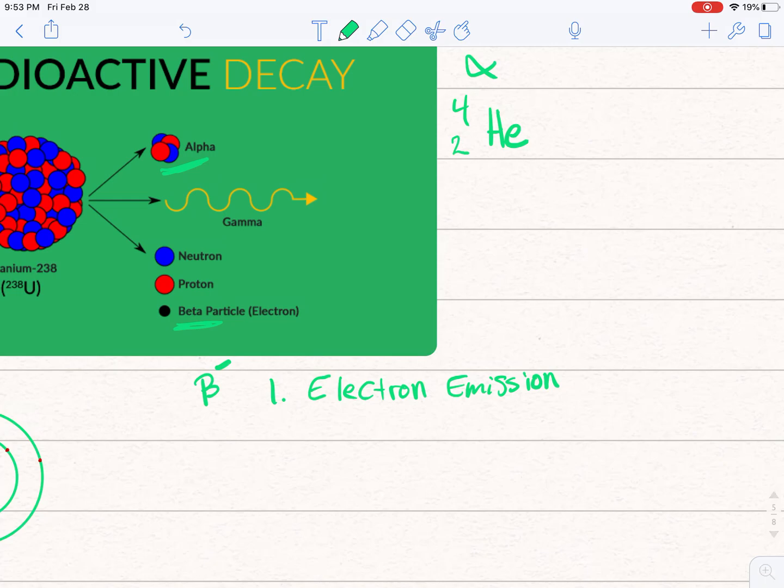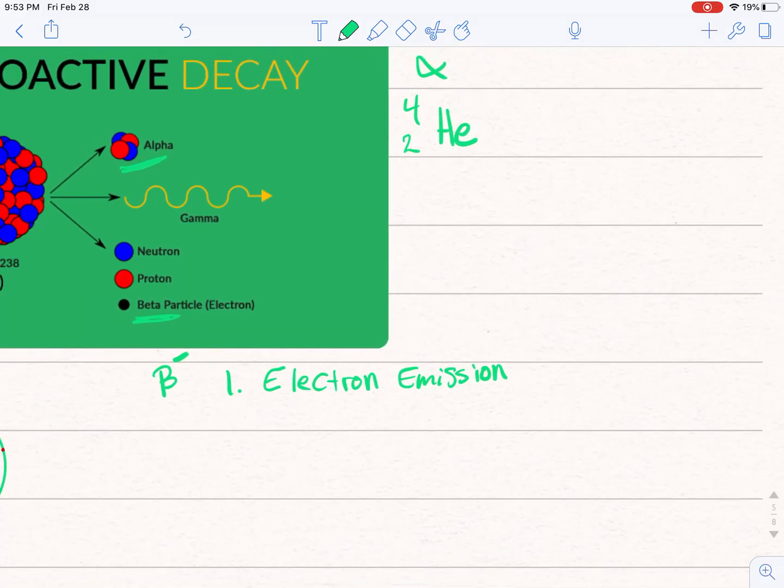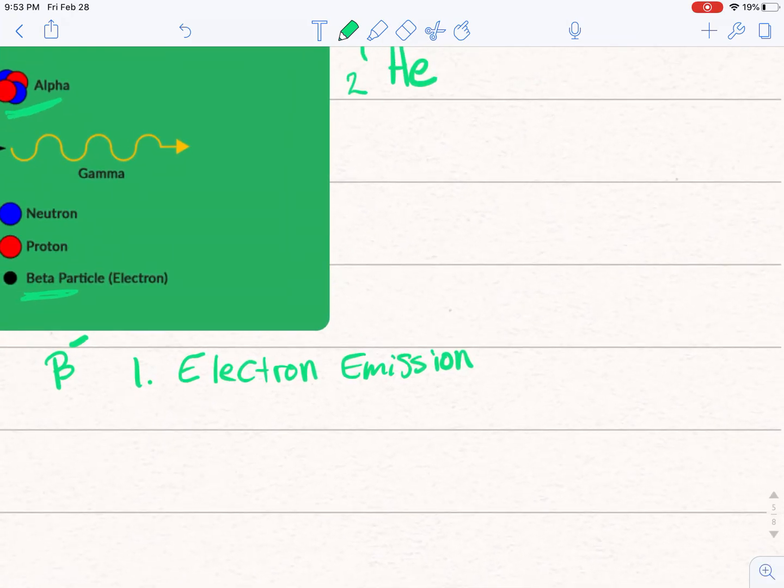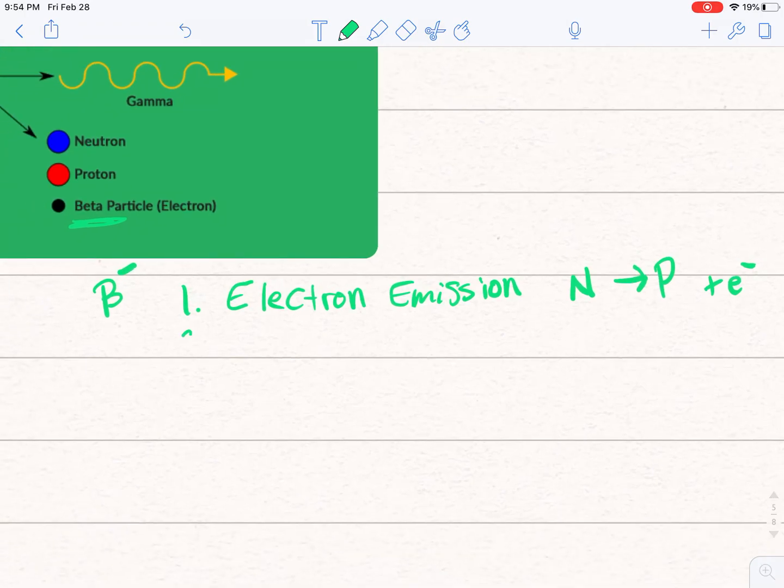And the way this changes the nucleus is, an electron is being emitted essentially from the nucleus, and so the nucleus is now less negative or more positive. So you have a neutron that was turned into a proton because an electron was emitted.